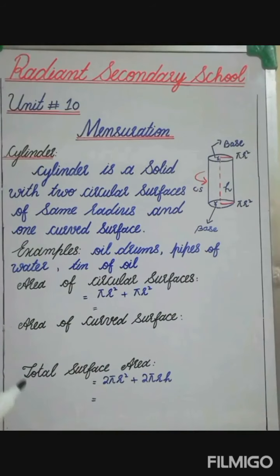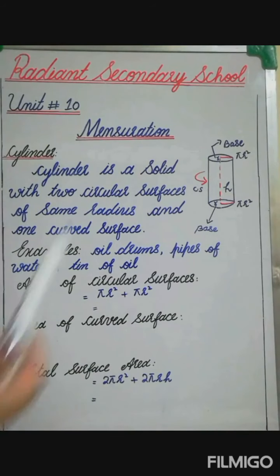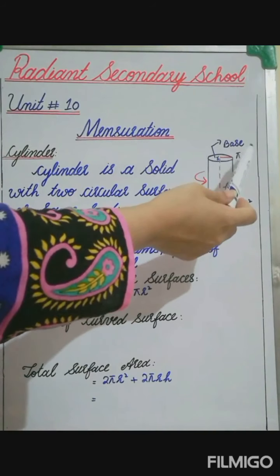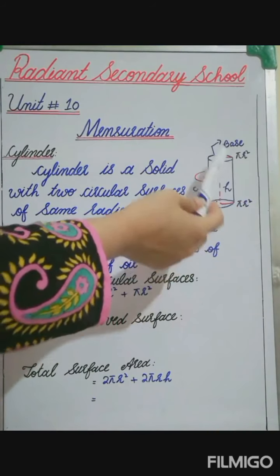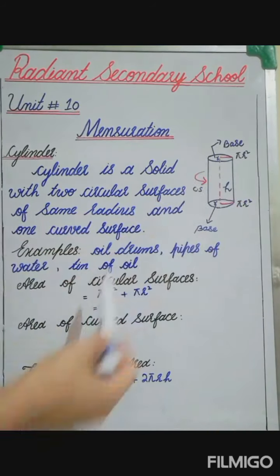Students, you have already learned in the previous exercise the area of circle is pi r square. Now we will add area of both circular surfaces, pi r square plus pi r square, then we get 2 pi r square. And the area of curved surface is 2 pi r h. R stands for radius and h stands for height.